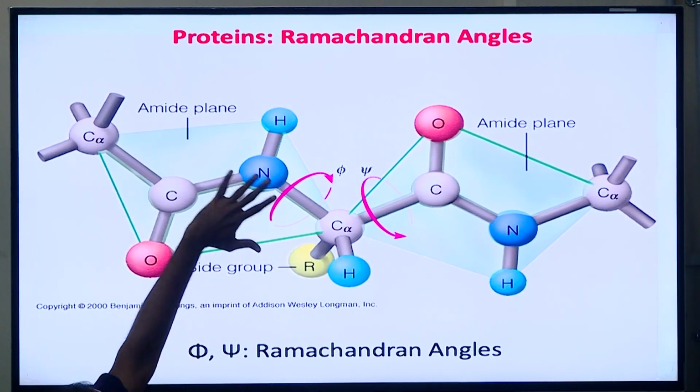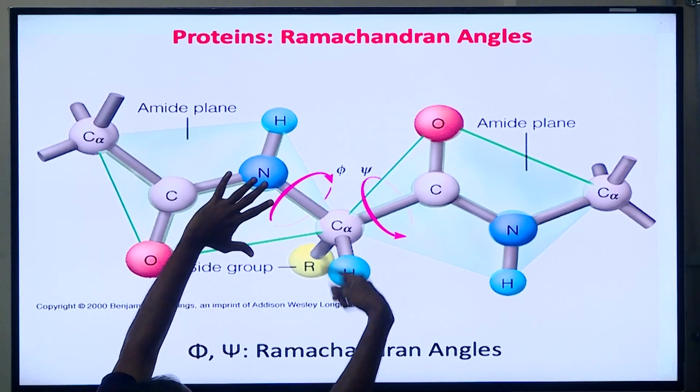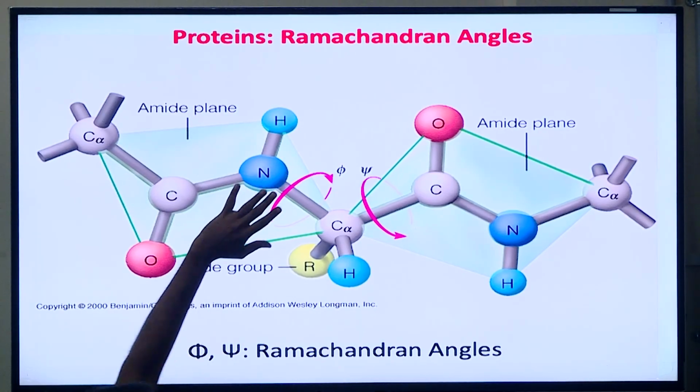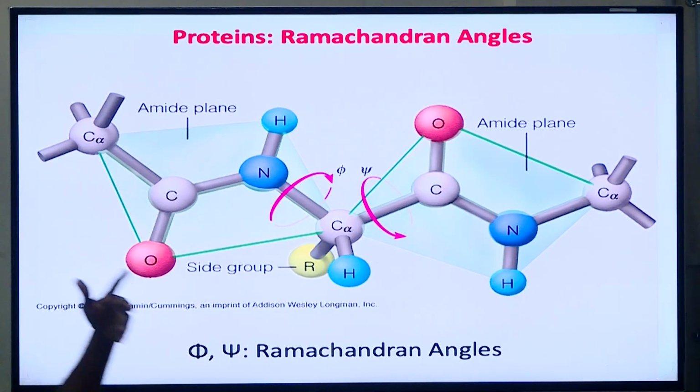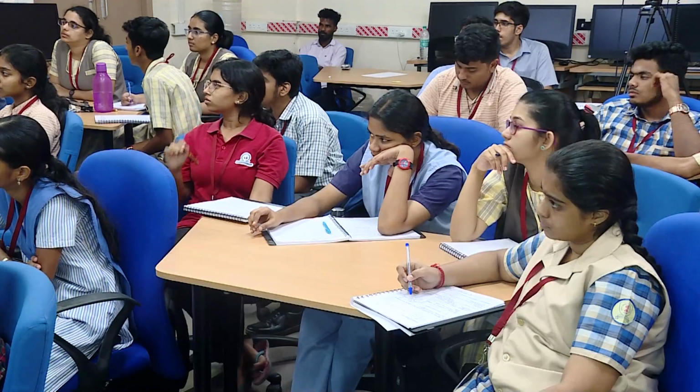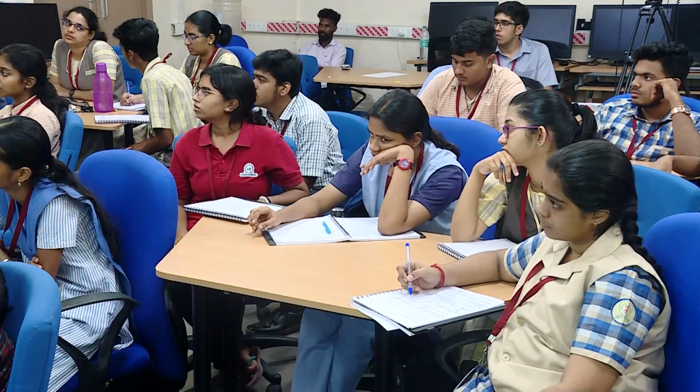For every angle, for a fixed value of phi, I can have multiple angles of psi. Similarly, for a fixed value of psi, I can have multiple angles of phi. So if this is the case, and if you have a 100 residue protein, how many degrees of freedom do you have?